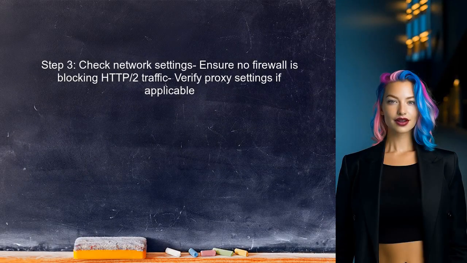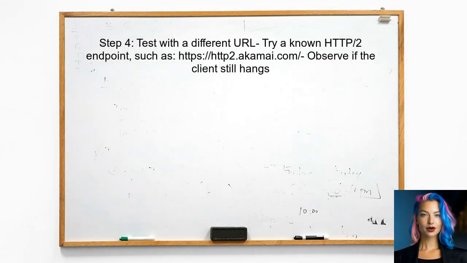After configuring the HTTP client, the user should also check their network settings. Sometimes firewalls or proxies can interfere with HTTP2 connections. Finally, if the issue persists, the user can try using a different URL or endpoint that is known to support HTTP2. This will help determine if the problem is specific to the original URL.